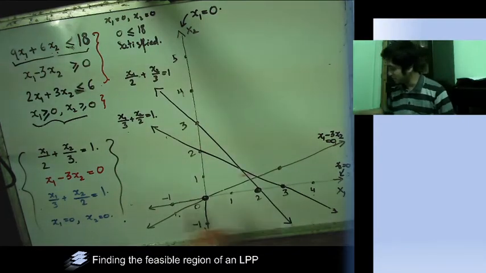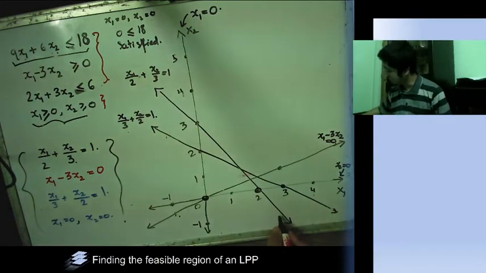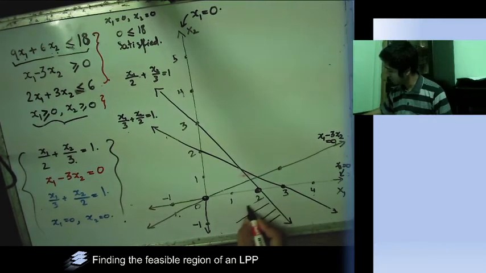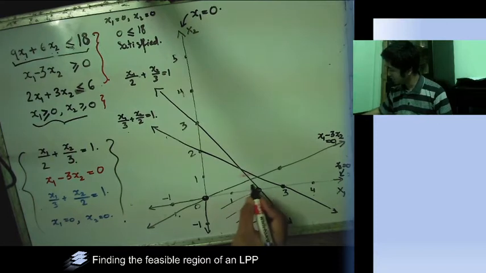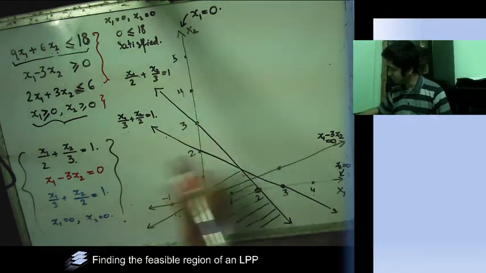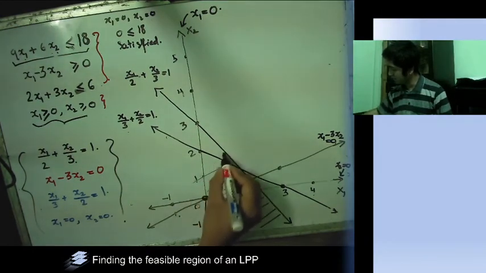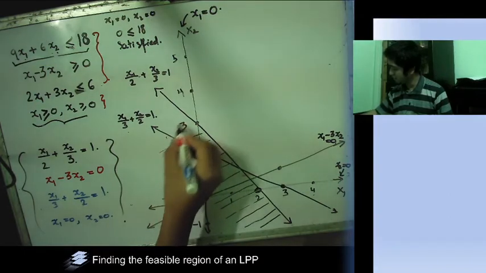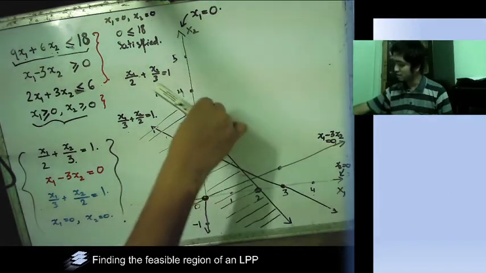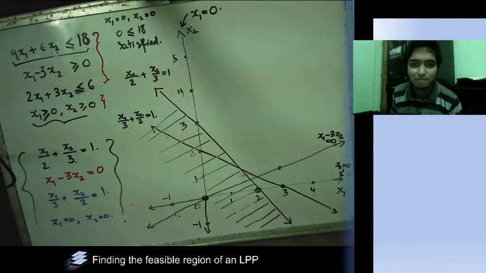Since I'm using a black pen, I will use a black pen for this. So this whole side will be the region represented by this first inequality.